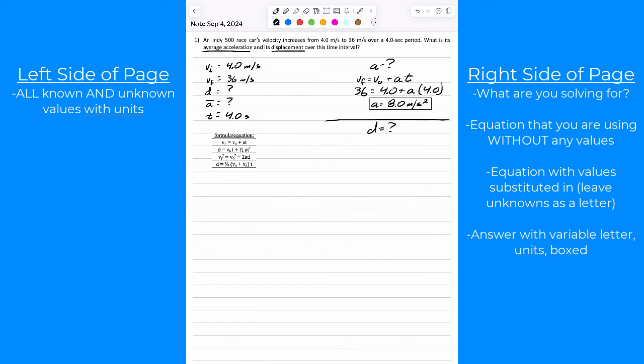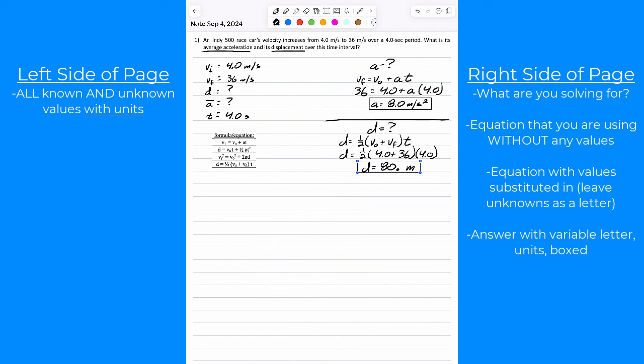So as I did before, I'm going to write the equation that I'm using: displacement equals one half times V naught plus V final times time. There's my equation, and now I'm going to substitute in values. Well, I don't know what displacement is, so I leave it as its variable letter. One half, V naught is equal to 4.0, V final 36, and that is multiplied by 4.0. And then finally I'm going to write my final answer. Displacement is equal to 80 meters. And I need to put a box around that.